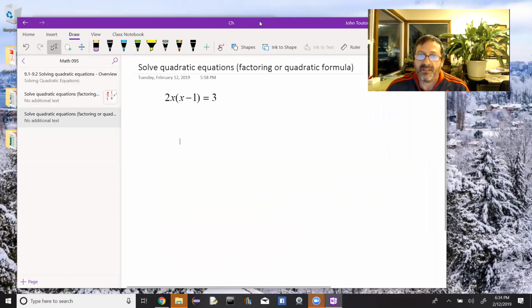And this problem, 2x times x - 1 = 3, we can see that it's quadratic because if I were to multiply the 2x times the x, I'm going to get a 2x squared. I can also see that I have an x term, so I have 2x squared minus 2x on the left side of this equation really equals 3. So that's actually the first thing I need to do, to multiply this out to try to put it into standard form.